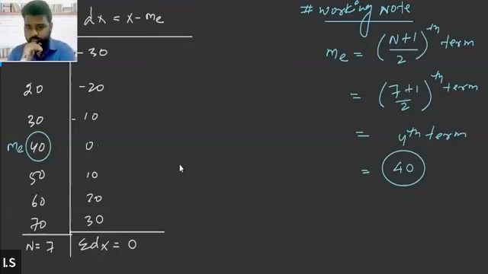Just a minute. Fourth term 40. Seven plus 1 divided by 2, 4. 40, and item minus median 40: minus 30, minus 20, minus 10.